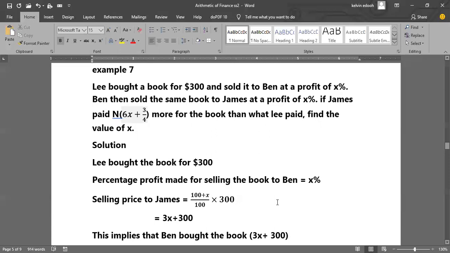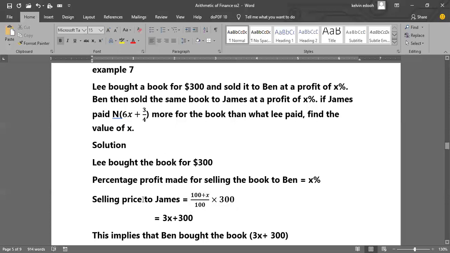The profit of what? She made a profit of X% of the cost price. So that implies that we are using the application of percentage increase. If this book was sold at a profit of X%, that means the cost price, which is always assumed to be 100, was increased by X%. So the total will be 100 plus X% of the cost price, which is the selling price.